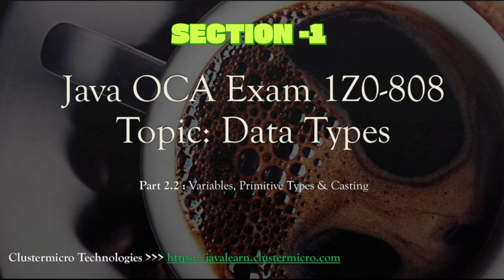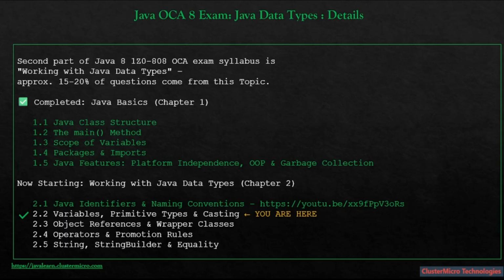Today we are going to discuss part 2.2 of Java data types, variables, primitive types and casting. We have already discussed Java identifiers and naming convention, and that YouTube video has also been uploaded. So today it is mostly variables, primitive types and casting. As you know, approximately 15 to 20% of questions come from Java data types. It is quite important, so you have to learn it properly.